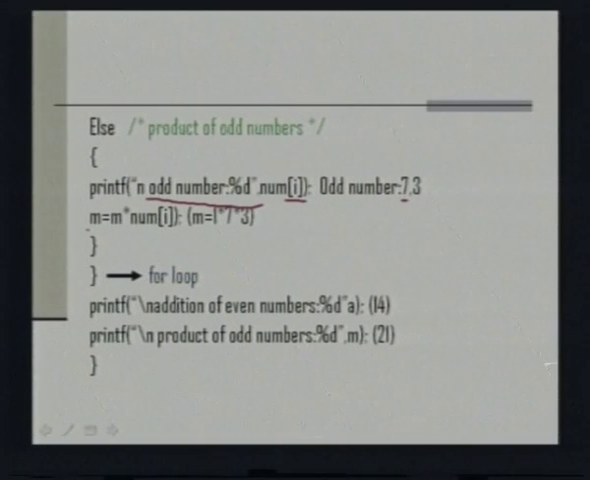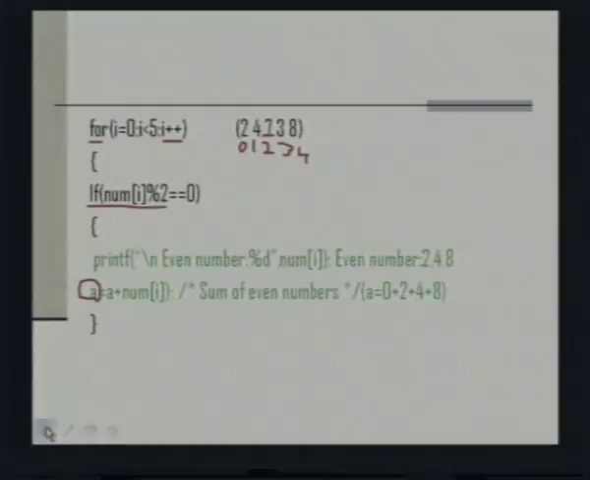And m's value is initialized to 1. So m is equal to 1 into num of I, which is nothing but 1 into 7. That is assigned to m. Now m's value becomes 7 during this iteration. So the else is closed and the for loop is closed again. So we have to get back to this for loop and increment the value of I. Next I will become 3.